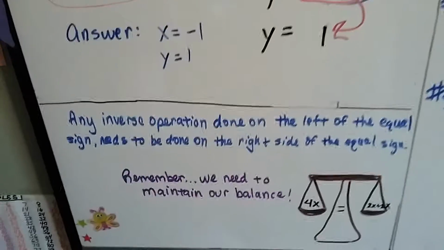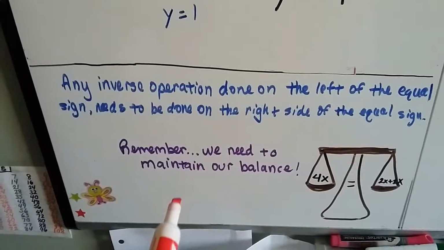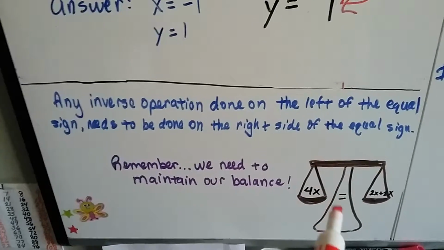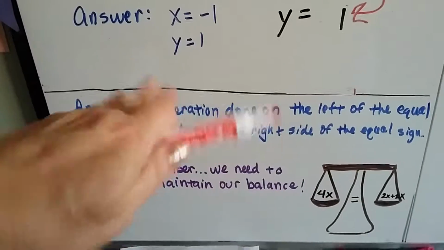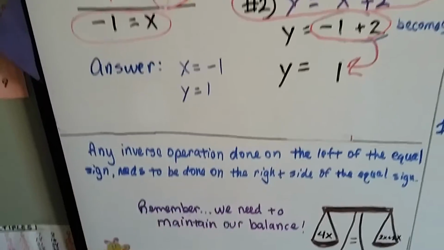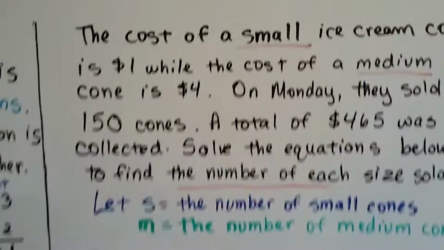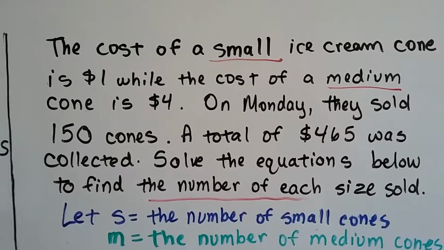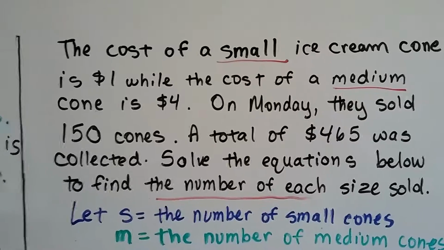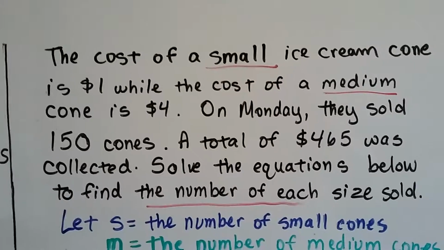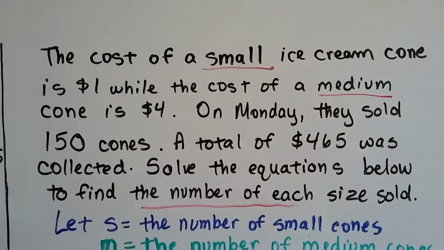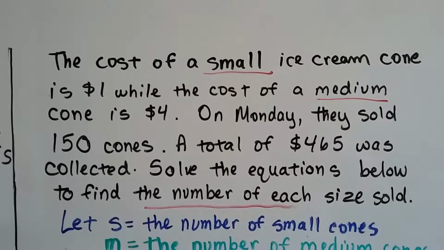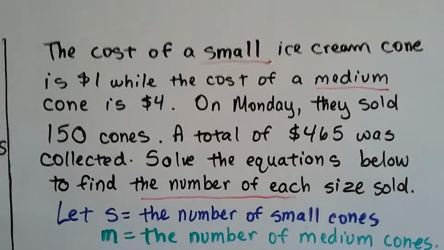So remember, anything we do to one side of the equation needs to be done to the other side of the equation. Think of the equation like a scale, and the equal sign is in the middle, and you don't want it to tip one way or the other, okay? So here's our word problem. The cost of a small ice cream cone is $1, while the cost of a medium cone is $4. On Monday, they sold 150 cones. A total of $465 was collected. Solve the equations below to find the number of each size sold.